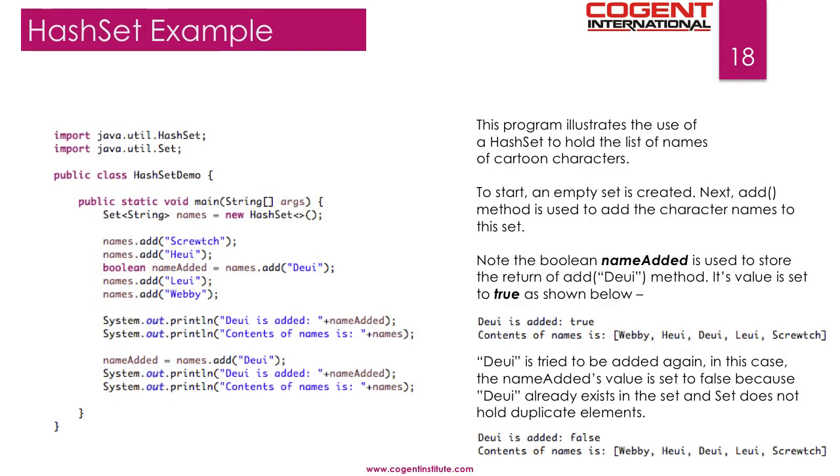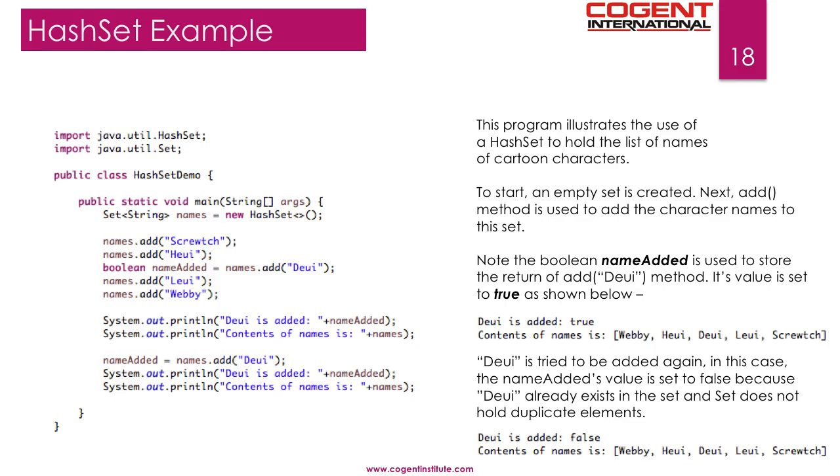Let's look at a HashSet example. This program illustrates the use of HashSet to hold the list of names of cartoon characters. To start, an empty set is created to add the character names to. Next, the add method is used to add the character names to this set. Note the boolean nameAdded is used to store the return of the add Dewey method. Its value is set to true as shown below. Dewey is added: true. The contents of names is as shown here.